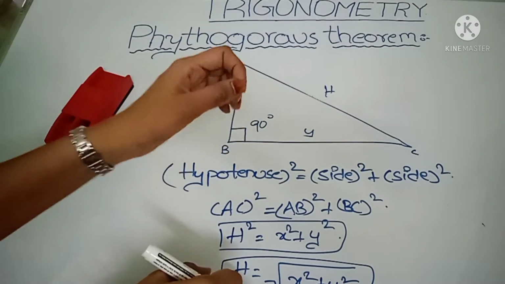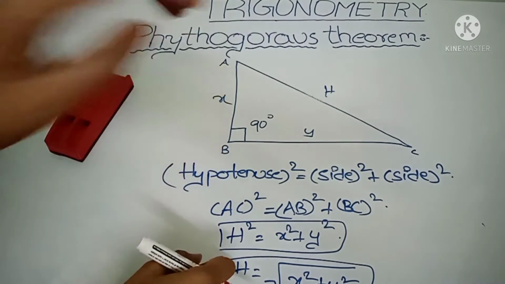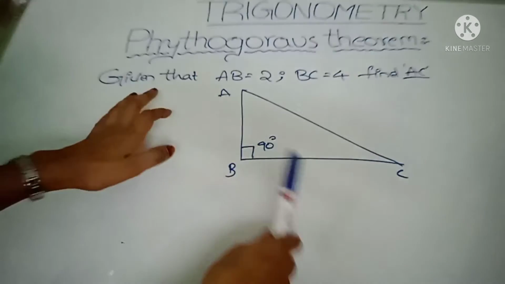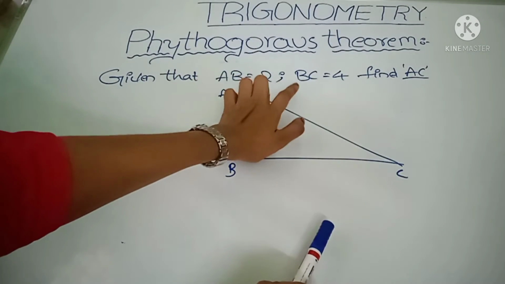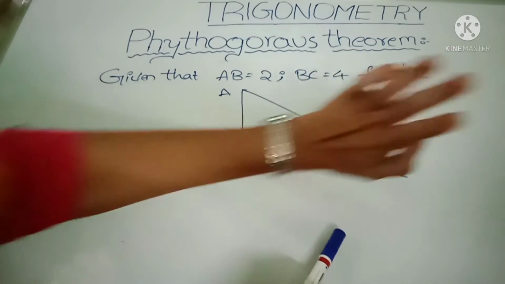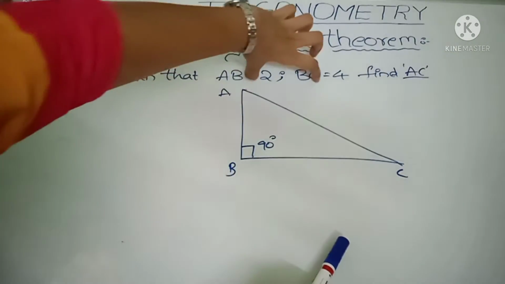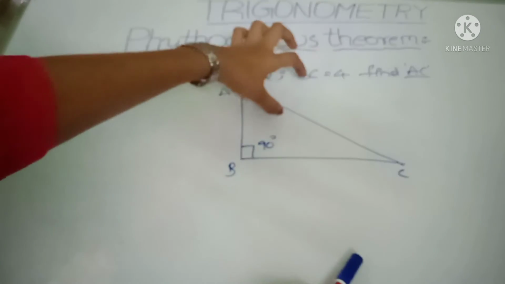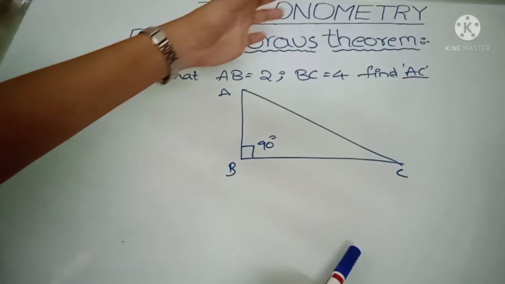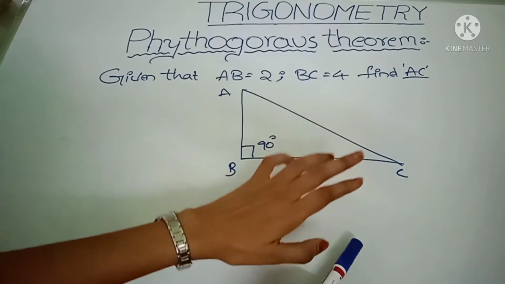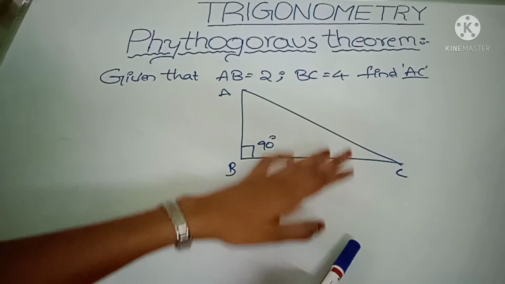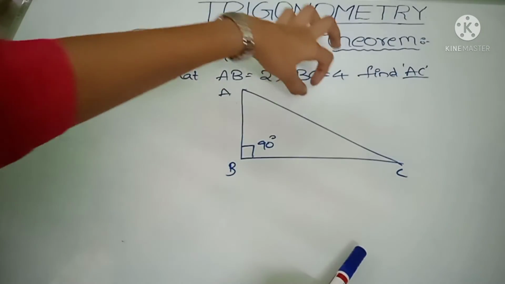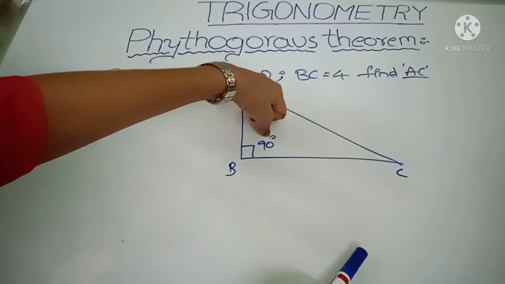Let us do a small example on this theorem. This is a problem on Pythagoras theorem. The question: given that AB is equal to 2 and BC is 4, find AC. They gave the two sides AB and BC, and we need to find the value of AC. What is the Pythagoras theorem? H square is equal to side square plus side square. In this right angle triangle, AC is the hypotenuse because it is the side opposite to 90 degrees.